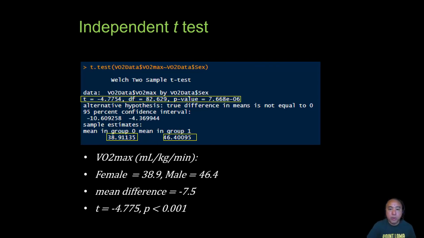Another thing I want to point out here is the 95% confidence interval, which is the plausible range of values that the mean difference might be in the population. So given our sample, the mean difference in VO2 max between males and females could plausibly be between negative 10.6 and negative 4.3 milliliters per kilogram per minute. It's just another way to interpret the results that we get. It gives us an estimation of the potential range of values, in this case mean differences in VO2 max between males and females in the general population.